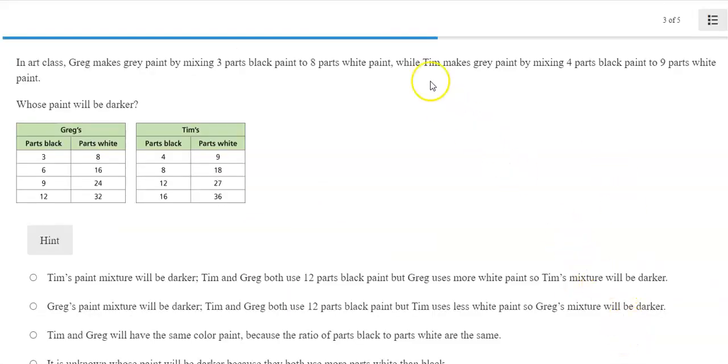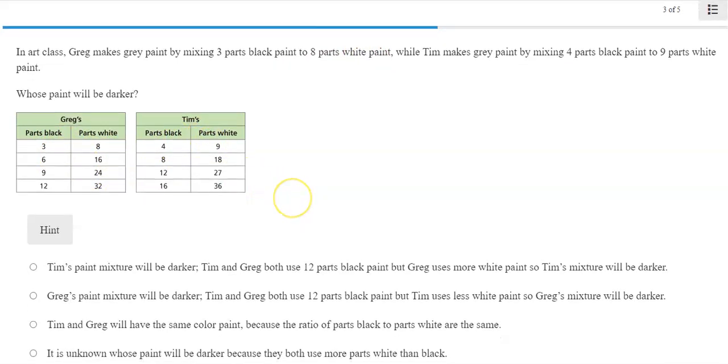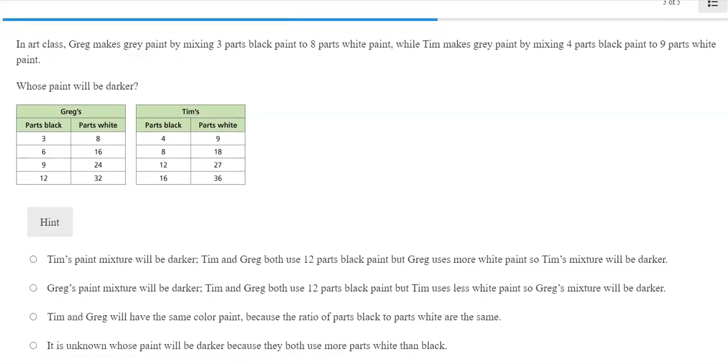Number 3, which in your book, if you're doing it in your book, is number 5. In art class, Greg makes gray paint by mixing 3 parts black and 8 parts white paint, which is shown right here, while Tim makes gray paint by mixing 4 parts black and 9 parts white. Whose paint will be darker?